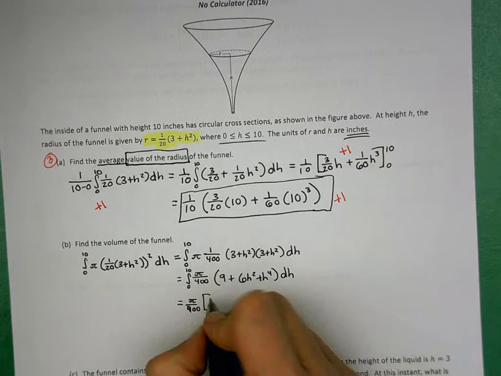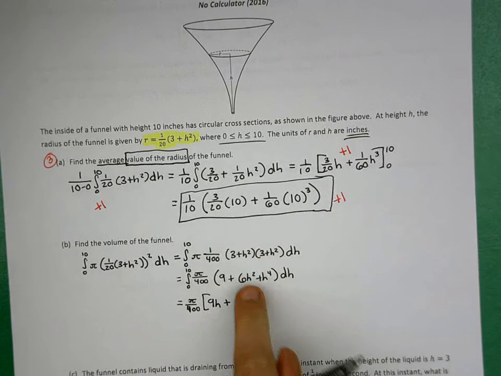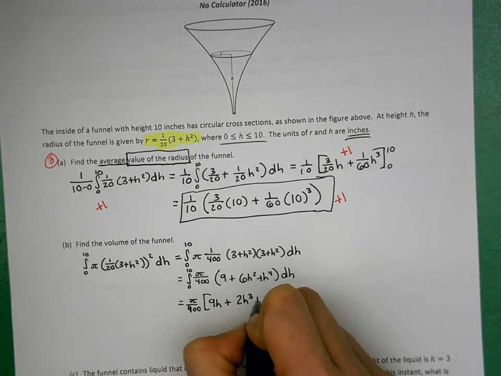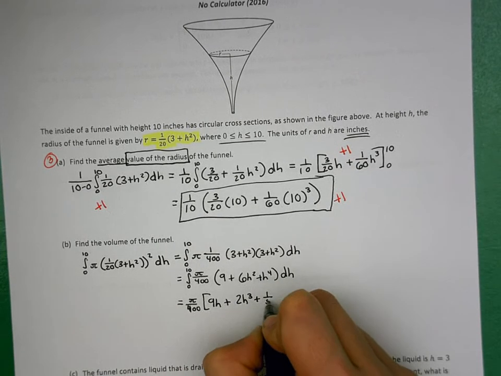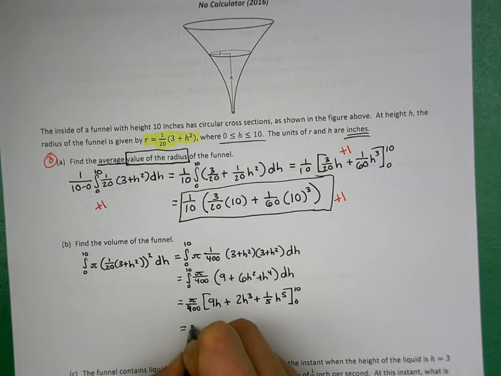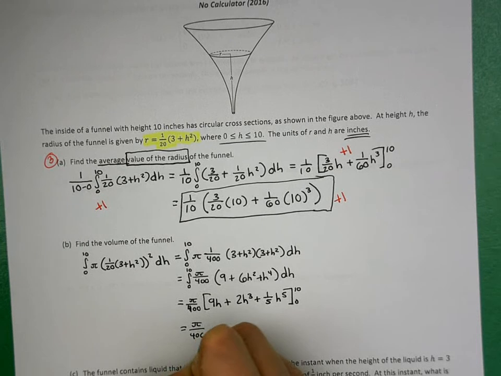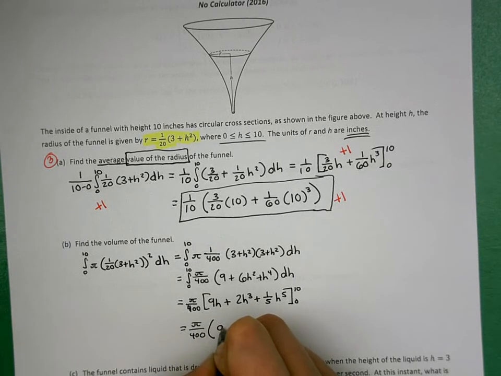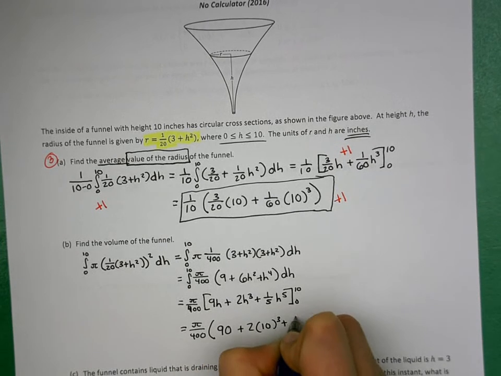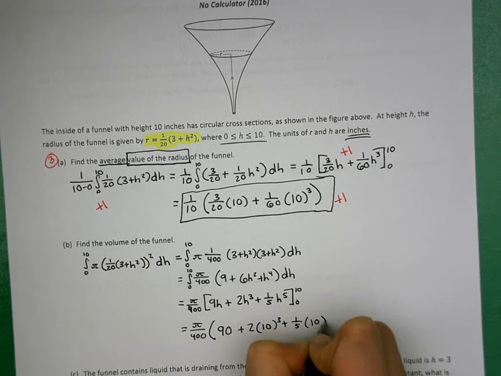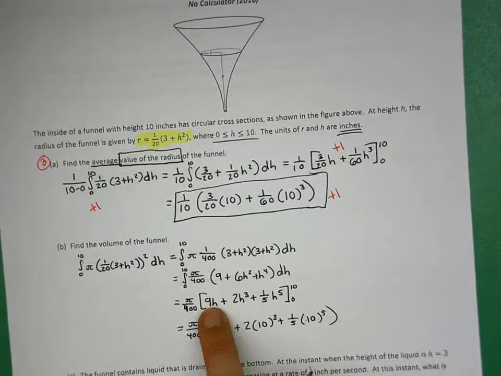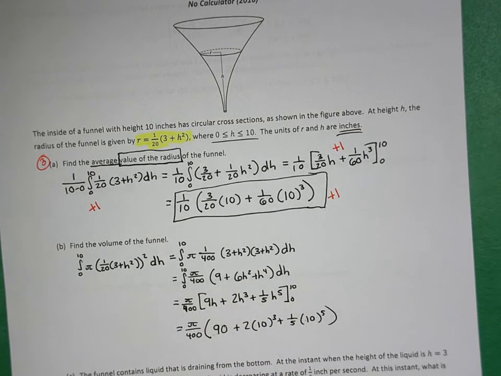Integral of 9 is 9h. Integral of 6h squared is 2h cubed. And integral of h to the 4th is 1/5 h to the 5th. And then plugging in our upper minus plugging in our lower, we have 9 times 10 plus 2 times 10 cubed plus 1/5 times 10 to the 5th. And then it would be minus plugging in the 0, but plugging in the 0, we have 0 plus 0 plus 0, which is just 0, so I'm not going to write it.